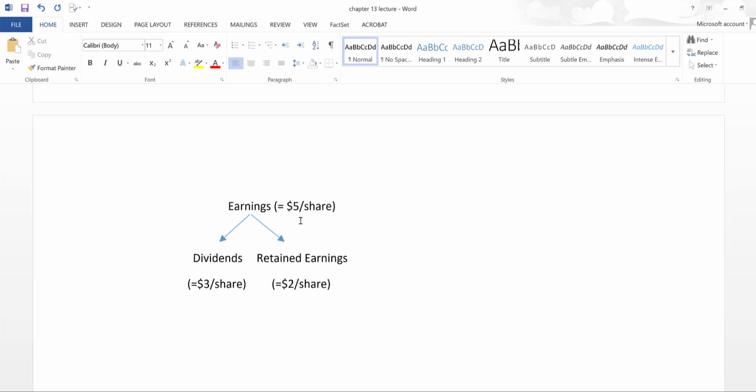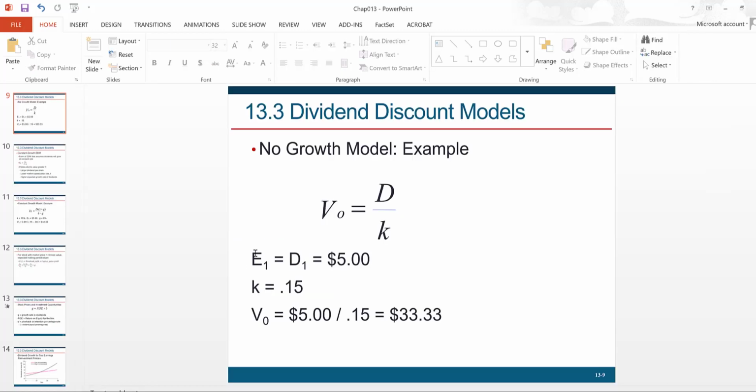And because the firm is not growing, its earnings would remain the same each year in future, and it will just keep making $5 per share in earnings, and it will keep paying out that $5 per share in dividends. So earnings in this case are the same as dividends because there are no retained earnings. All the earnings are paid out as dividends.